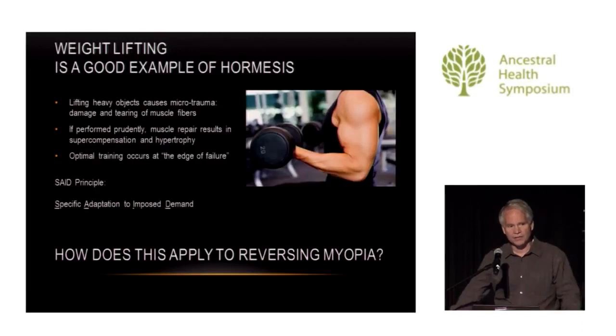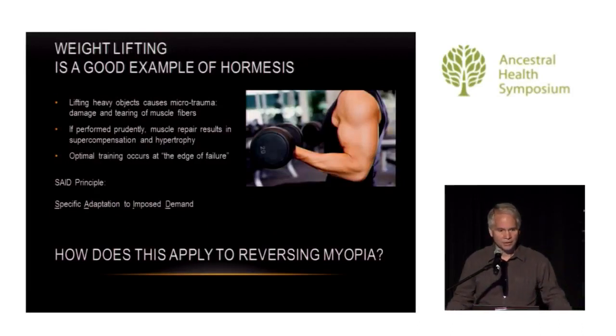Exercise, particularly weightlifting, is a great example of hormesis, right? If you're lifting heavy objects, you're causing these micro tears, micro trauma to the muscle, and you get a super compensation as a result. As long as you don't overdo it, your muscles will grow back stronger. The key is you've got to do training optimally by working at the edge of failure.